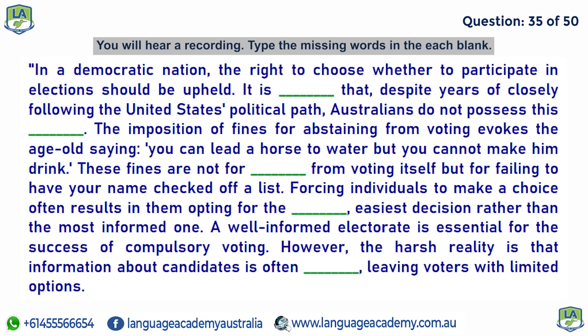These fines are not for abstaining from voting itself, but for failing to have your name checked off a list. Forcing individuals to make a choice often results in them opting for the quickest, easiest decision rather than the most informed one. A well-informed electorate is essential for the success of compulsory voting. However, the harsh reality is that information about candidates is often scarce, leaving voters with limited options.